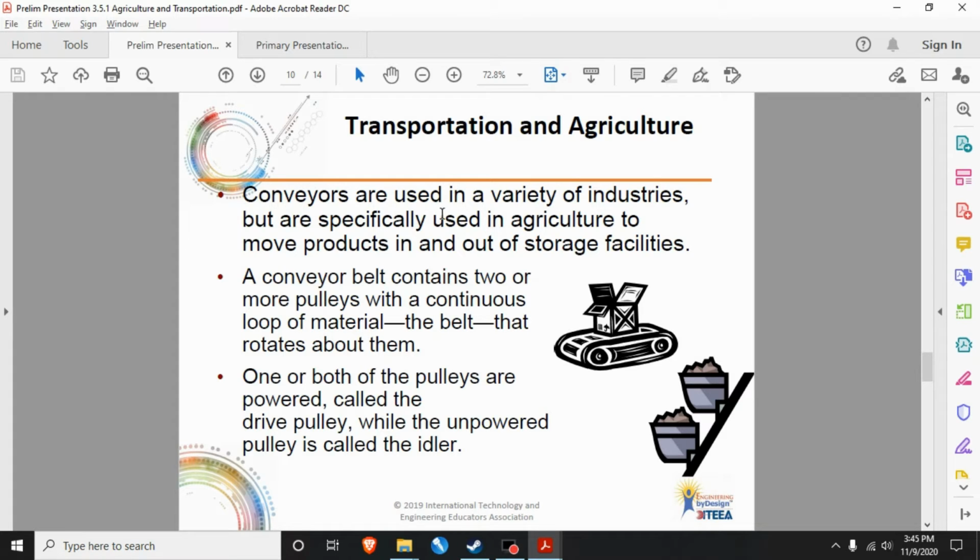Conveyors are used in a variety of industries, but are specifically used in agriculture to move products in and out of storage facilities. The conveyor belt contains two or more pulleys with a continuous loop of material, the belt, that rotates about them. One or both of the pulleys is powered, called the drive pulley, while the other unpowered pulley is called the idler.